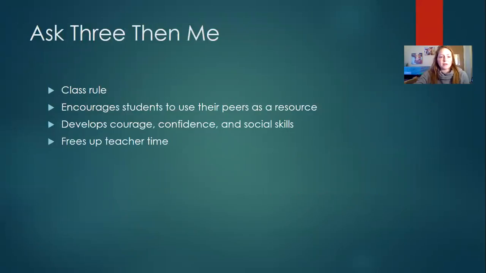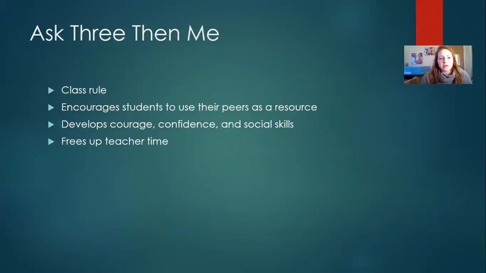So next, I'm going to be talking about this strategy called Ask 3, Then Me. So this is used as a class-wide rule. So students know that before they can go and ask their teacher a question on the spelling or the definition of a word, they need to go to at least 3 different classmates before going to their teacher. They only go to their teacher if they don't receive the definition or the spelling from a classmate.